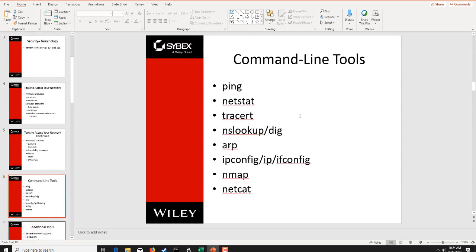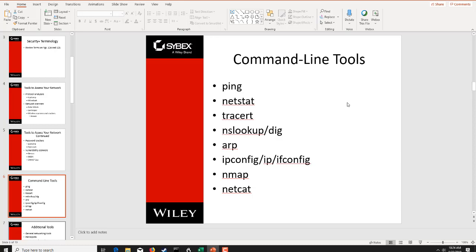Some command line tools. These are really good to start to get to know for scanning and enumeration of networks, as well as the audit purpose of this course. So ping, netstat, tracert. Ping basically will tell you if something is alive or not. Netstat will tell you if a service is up or not. Tracert will give you the path to a target.